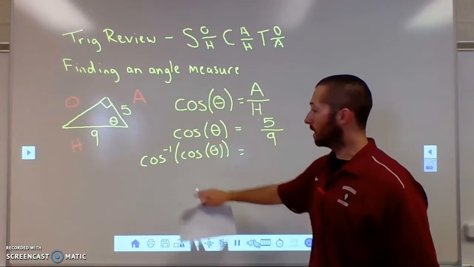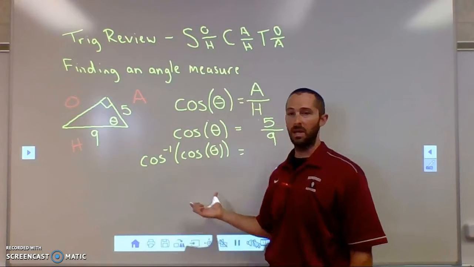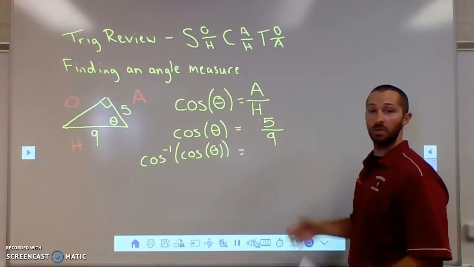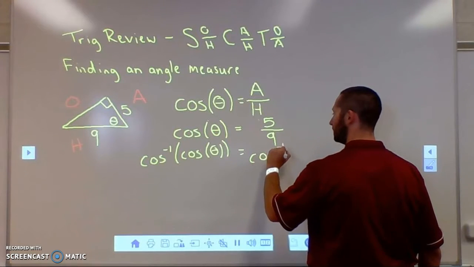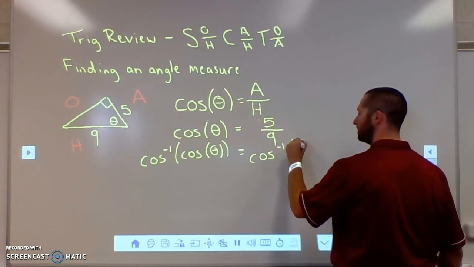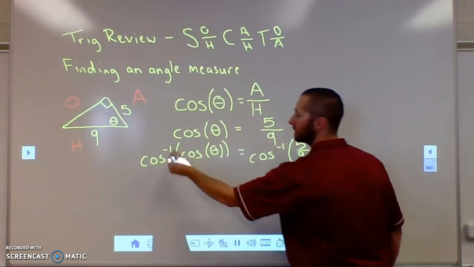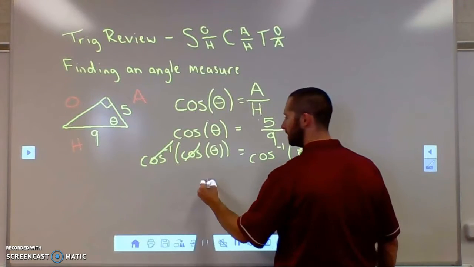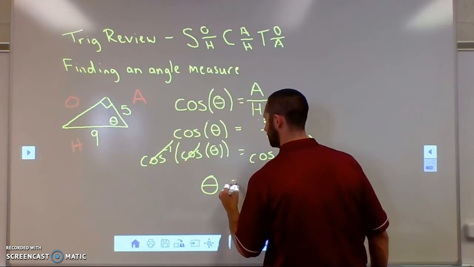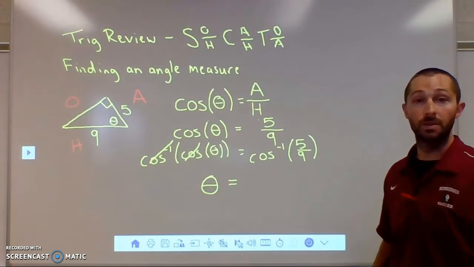Just like with all equations, whatever we do to one side, we have to do to the other. So if I take the inverse cosine of the left-hand side, I have to take the inverse cosine of the right-hand side as well. So inverse cosine of the fraction 5/9. These will cancel each other out, which is why we're doing it. And we end up with an angle measure once you type this into your calculator.